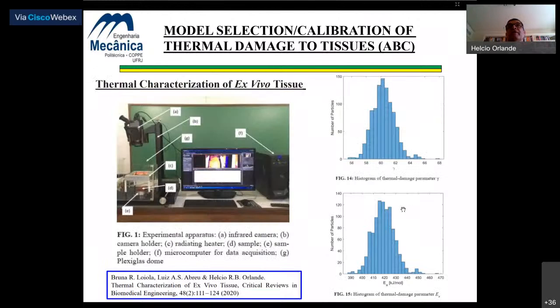The algorithm of Tony et al. was then used with actual experimental data to calibrate the parameters of an Arrhenius thermal damage model, by using an ex vivo tissue that was heated by radiation. And so the temperature measurements were used in the inverse analysis. The temperature measurements were obtained with the infrared camera.